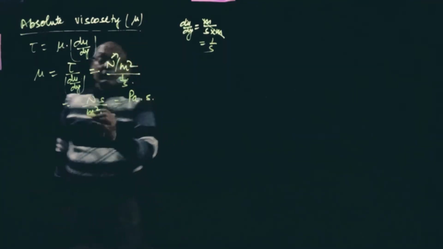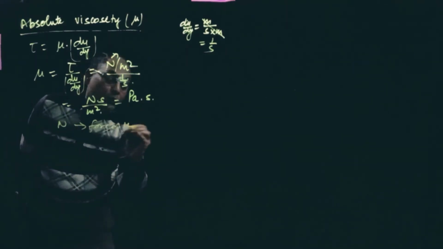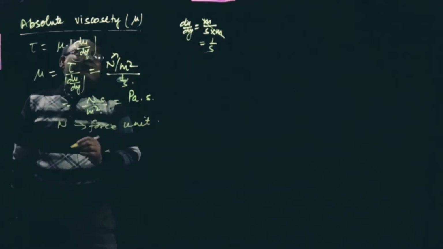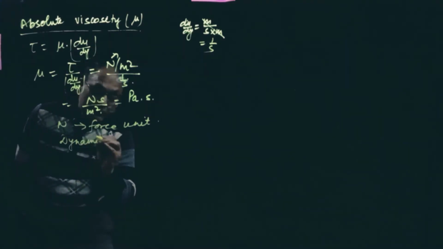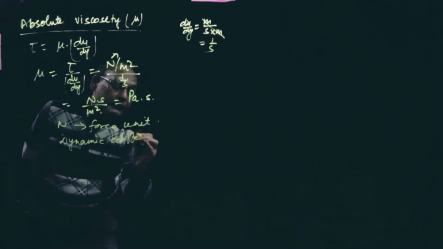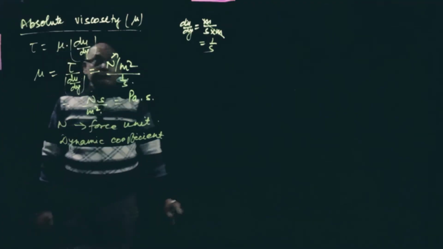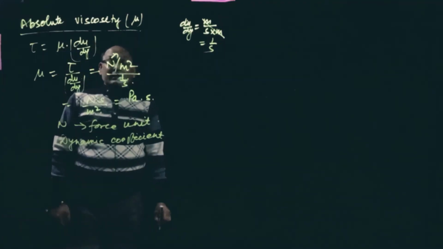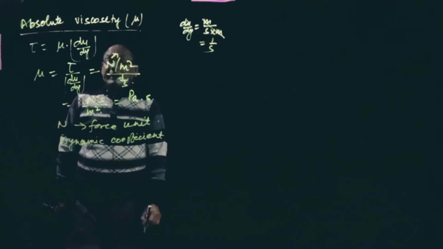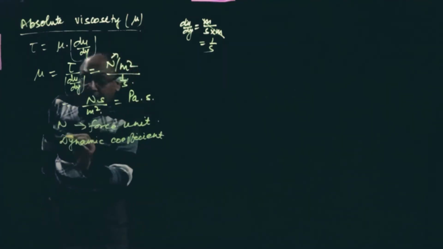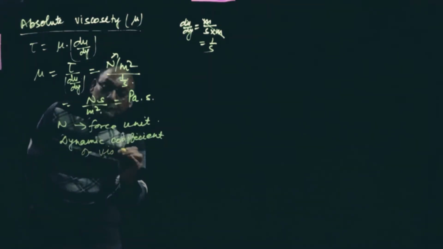Why is it called dynamic? This Newton is the force unit. That's why it is called dynamic coefficient, because dynamics means force analysis will be there. So Newton is nothing but the force unit here. Since a force unit is involved here, that's why it is called dynamic viscosity, the dynamic coefficient of viscosity.